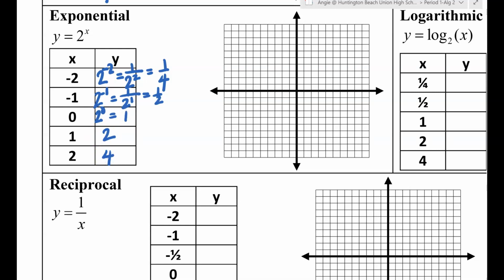So now we have negative 2 up a quarter, and then negative 1 up a half. I know those two dots look somewhat about the same height, but my pen is super fat, so that's why. 0 is up 1, 1 is 2, and 2 is up 4.